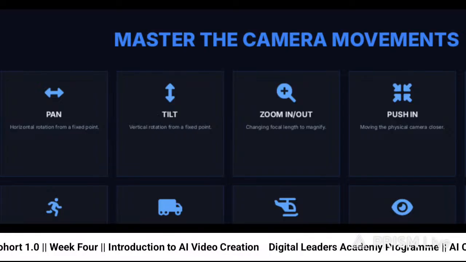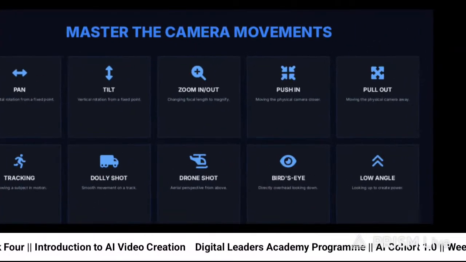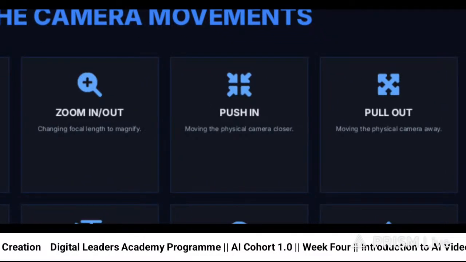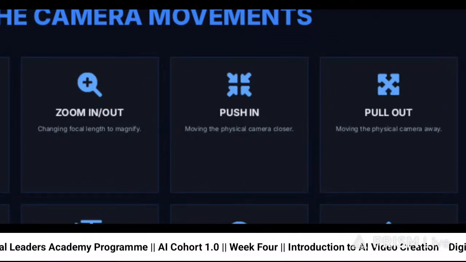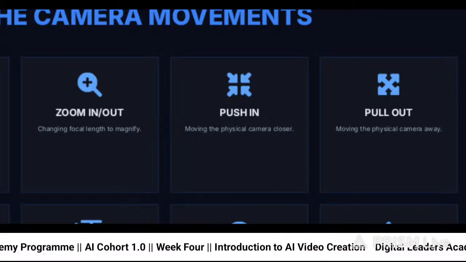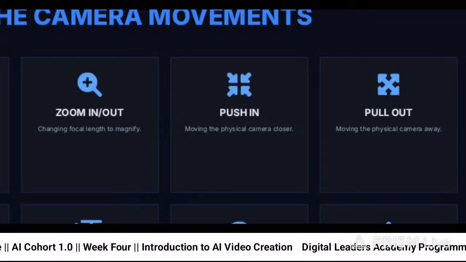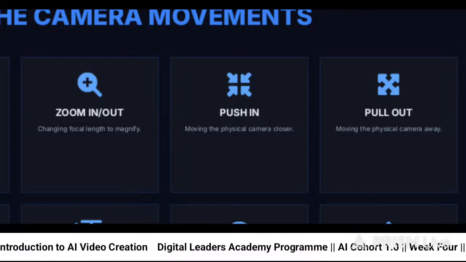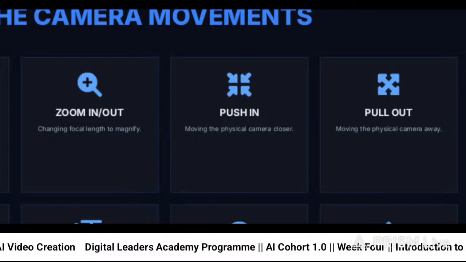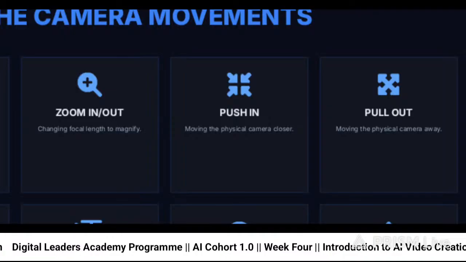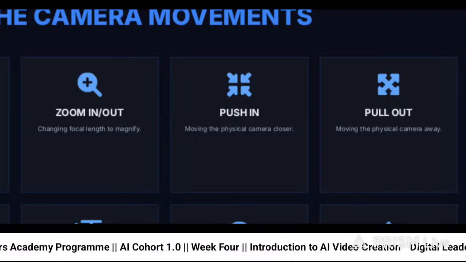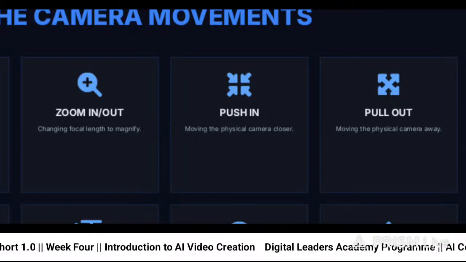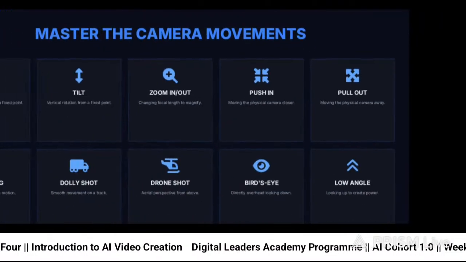That's the difference. Now the next one that we have here is the pull out. Let's say you were already closer to the character before, then you started moving the phone to the back, moving it further away from your character or your subject. The character or the subject can even be moving forward too, but you are moving further away. You are pulling it out. Now, this is moving the physical camera away. Do we see the difference between pushing, pull out, and zoom in and zoom out now? Okay, let's get to the next one.